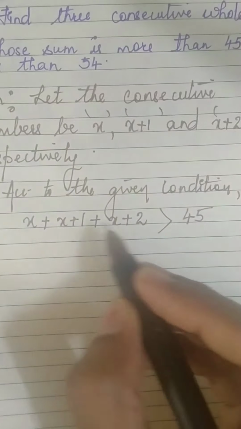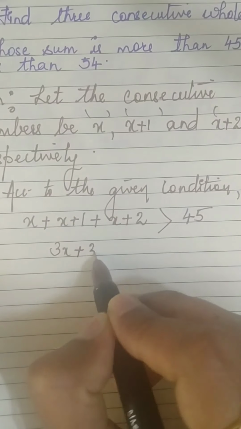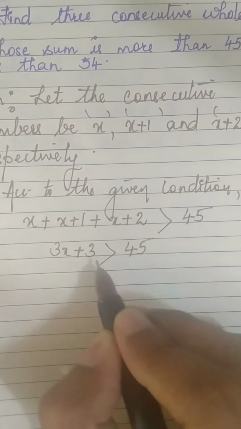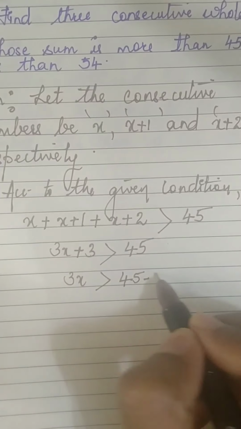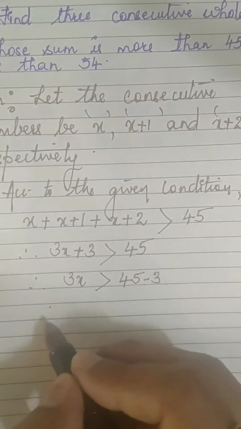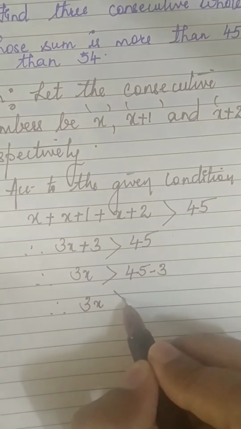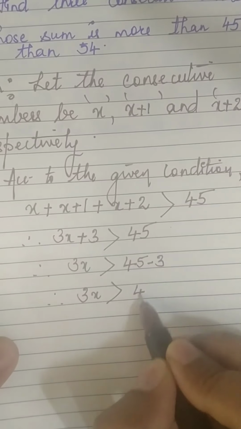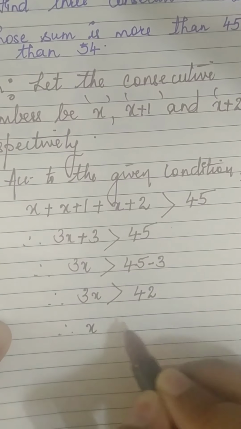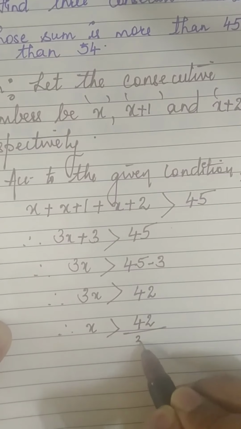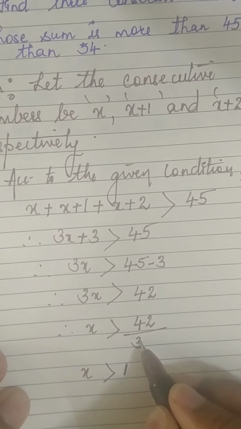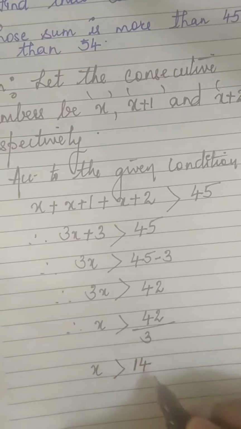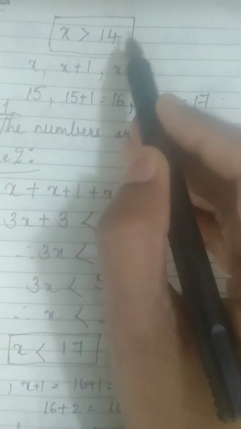Solve it here. x plus x plus x is 3x, plus 1 plus 2, 3, is more than 45. Take 3 to the opposite side. 3x is greater than 45 minus 3, which is 42. Therefore, x is greater than 42 upon 3. 42 upon 3 means 3 fours are 12, so x is greater than 14. As you can see, we got x is greater than 14.